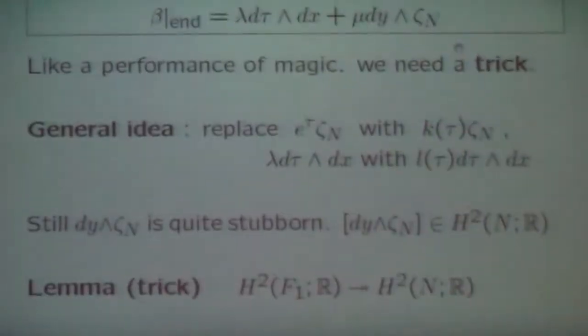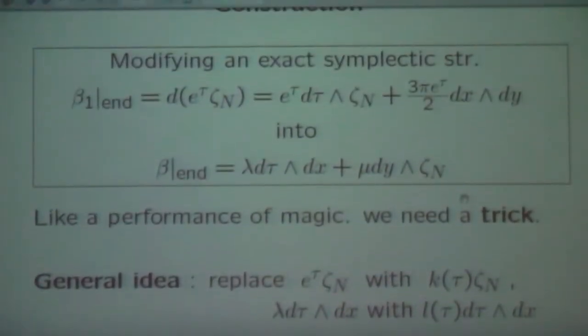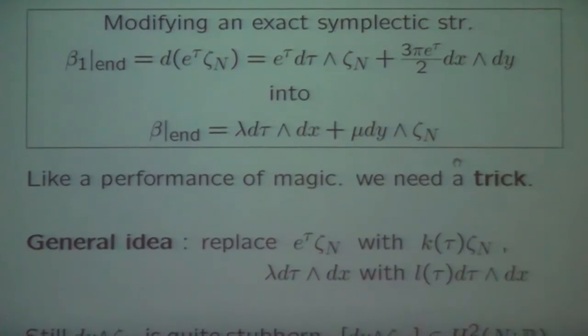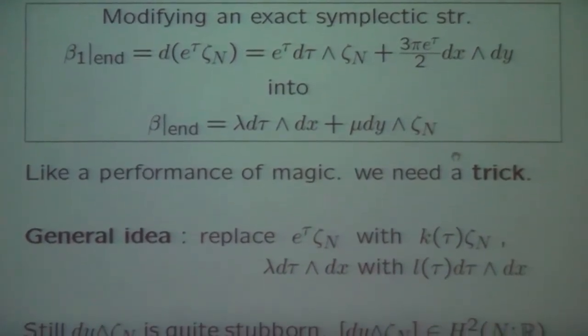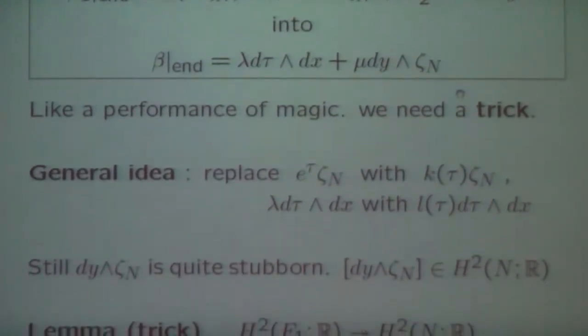And if you restrict our symplectic form to n, the natural one is already an exact form. But what we need is not exact. It has a nontrivial second cohomology, because dy zeta n presents a nontrivial cohomology. So we have to do something about that.